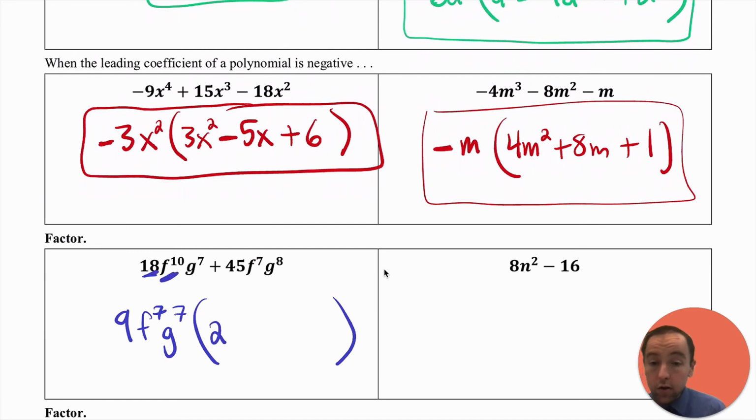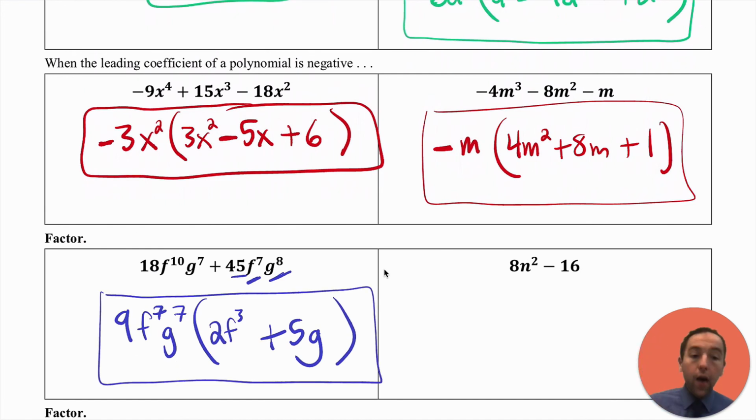And then also multiplying to equal f to the 10th, so if you start with f to the 7th, then you're going to need 3 more f's to multiply by, and then you have a g to the 7th, but you already have a g to the 7th, so you don't need any g with that term in the parenthesis. Then we can put a plus sign, and then 9 times 5 will give you the 45. To get f to the 7th, you already have that, so you don't need an f. You need g to the 8th, you already have g to the 7th, you're just going to need one more g right there, so that gives you a factored form of that expression.